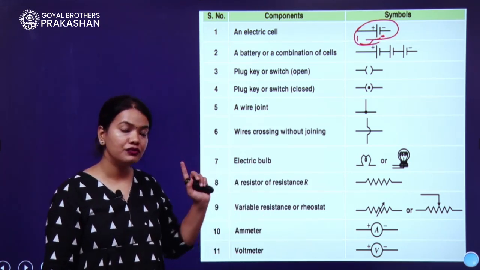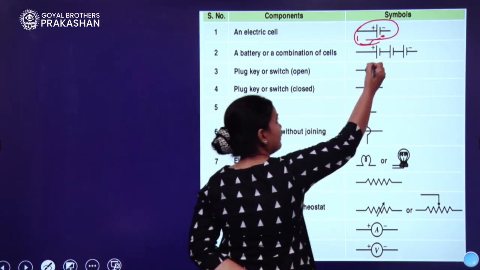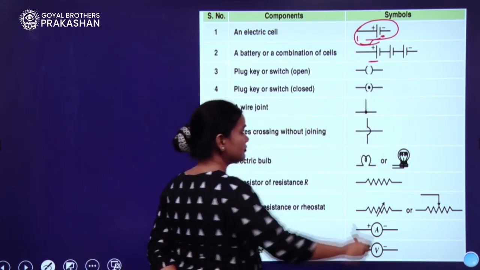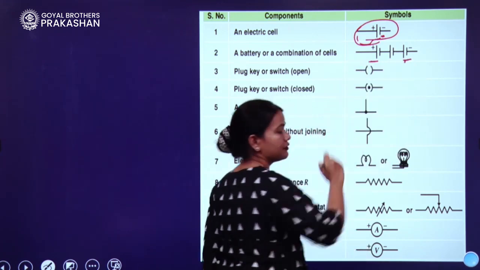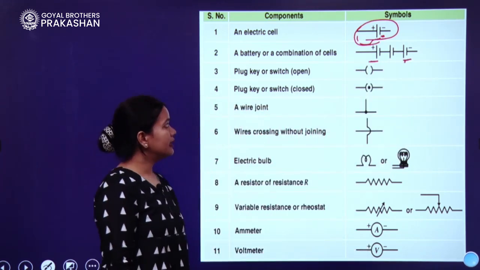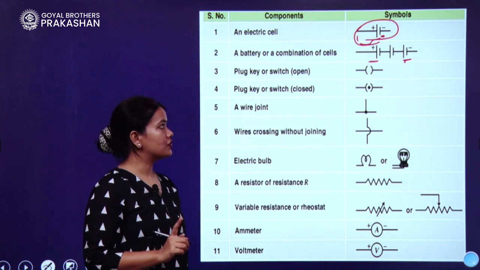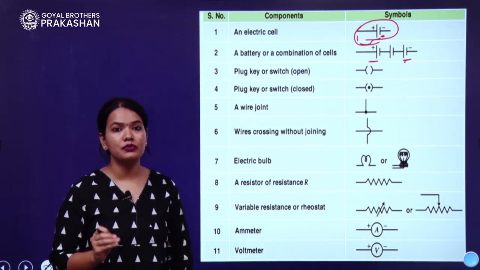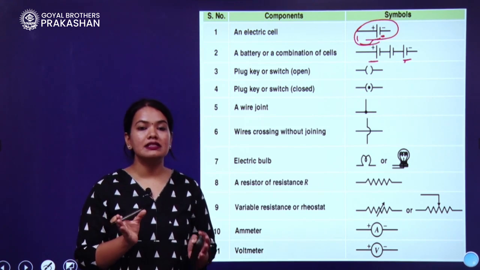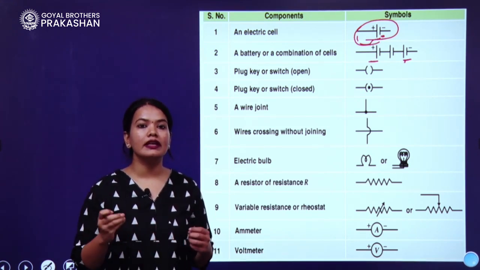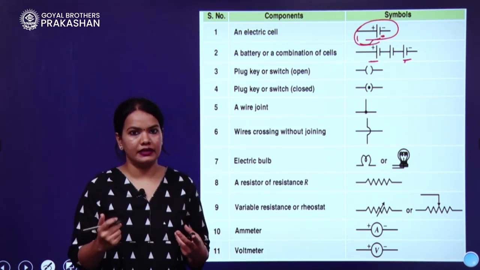Even for the battery, you will show a longer line, only one end you will show as positive and the other end as negative. Okay. The third component is plug key or switch. Now, what is a plug key or switch? As we have discussed, plug key enables us to close the circuit. It also enables us to open the circuit, right?